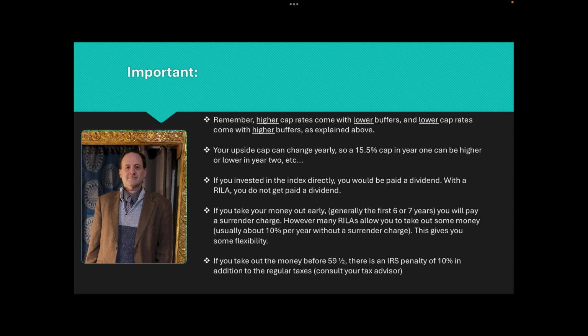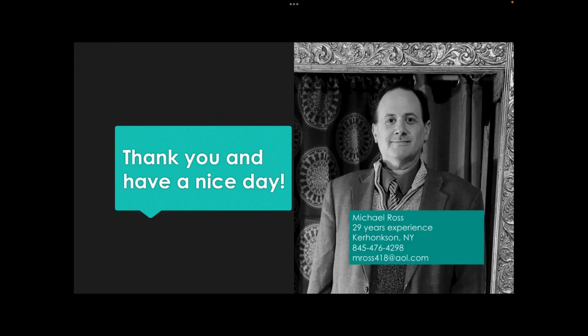If you take your money out early, generally the first 6 or 7 years, you will pay a surrender charge. However, many RILAs allow you to take out some money, usually about 10% per year, without a surrender charge. This gives you some flexibility. If you take out money before 59.5, there's an IRS penalty of 10% in addition to the regular taxes. Consult your tax advisor.